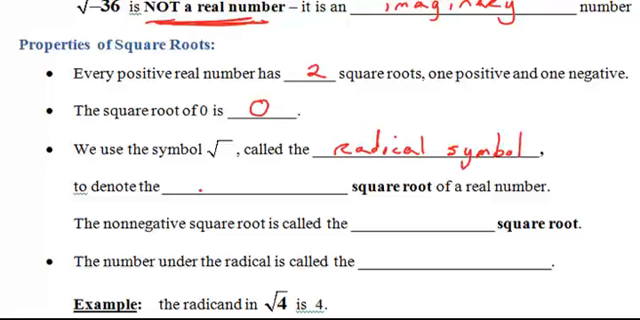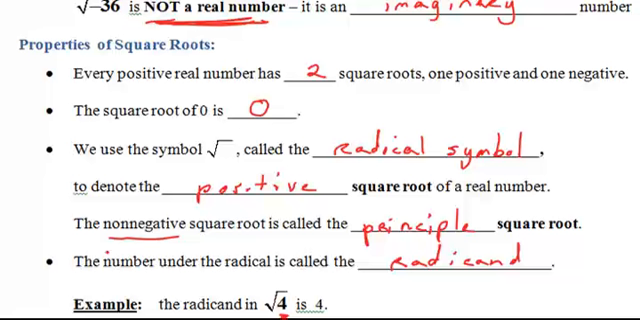The number under the radical is called the radicand. You need to know that because when I use that term, you need to know what I'm talking about. So looking here, we have the square root of 4. The radicand is whatever is under the radical, so in this case, it is 4. And in fact, I don't like the use of the word number. Let's put the expression.